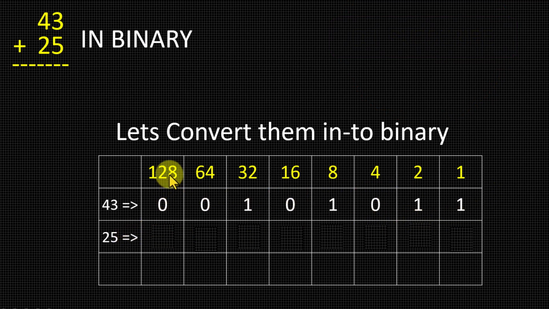And 25. From 25, we cannot make a set of 128. So 0. We cannot make 64, 0. 32, we cannot make, 0, okay? We can make 16, so 25 minus 16 will be 9. 9 will remain. So out of 9, we can make a set of 8. So that will be 1. 1 will remain. So we cannot make a set of 4. We cannot make a set of 2. And we can make a set of 1. So that is our binary numbers, okay?